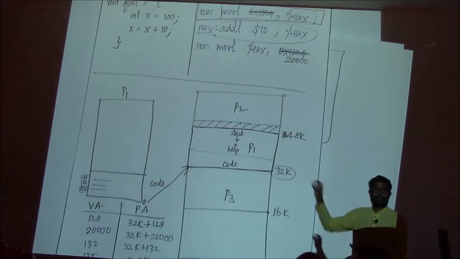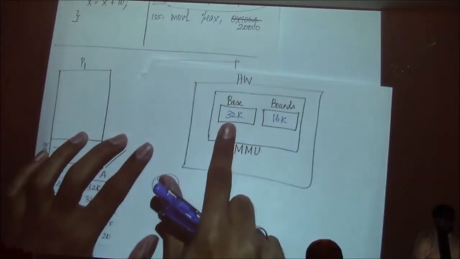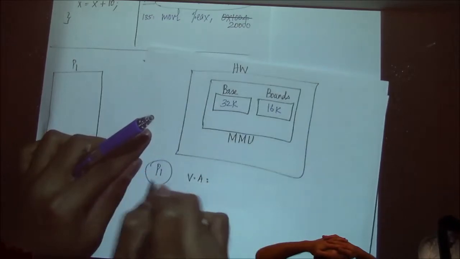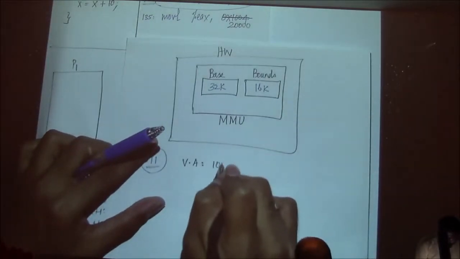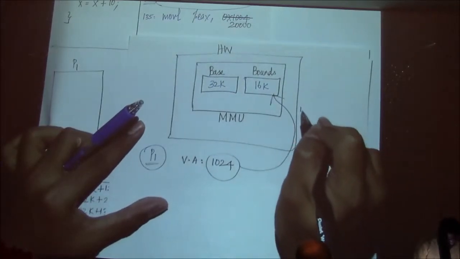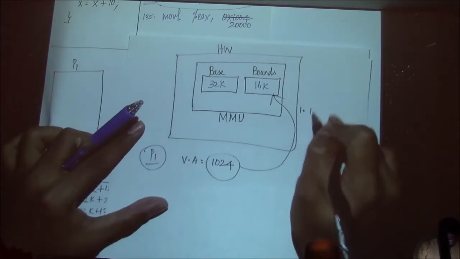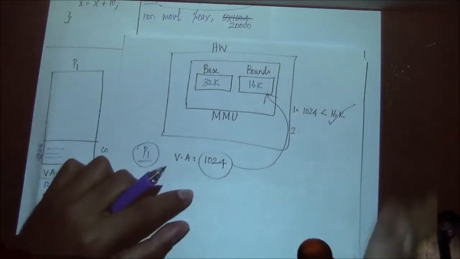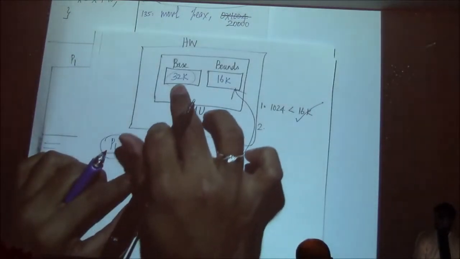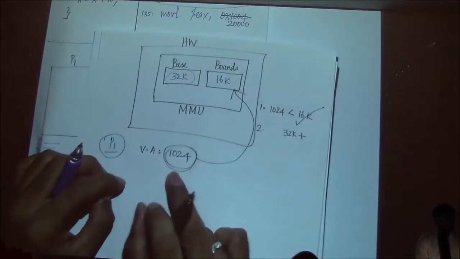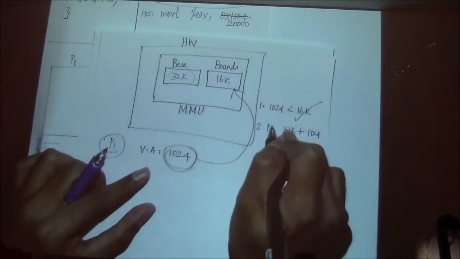If the address that a process is accessing is less than 16K, then the hardware, which has provided us this support of the base and bounds registers, first checks with the bounds register. Let's assume the virtual address that P1 is trying to access is address 1024. The first step is to take this 1024 and check: is 1024 less than 16K? Yes. Once that's done, it takes the base value directly from the base register for this process, adds it to the 1024, and this gives me the physical address.